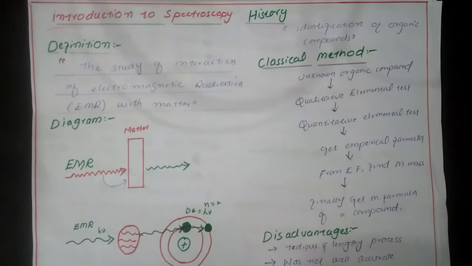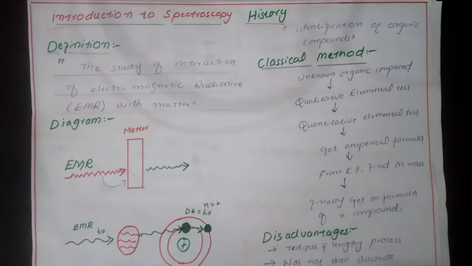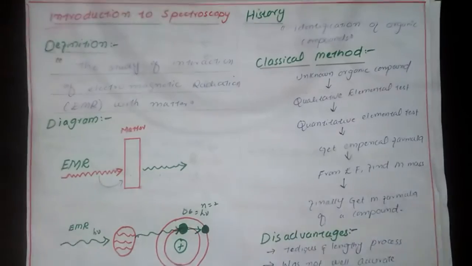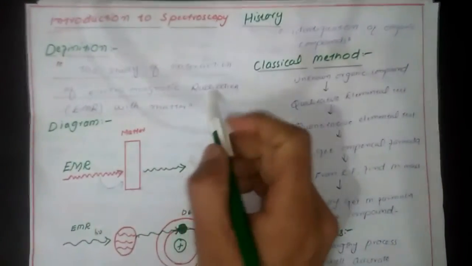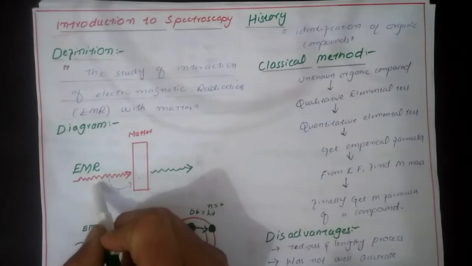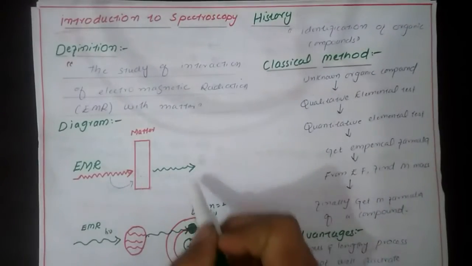Hello everyone, today we are going to talk about introduction of spectroscopy. What is spectroscopy? It is basically the study of interaction of electromagnetic radiation with matter. Suppose this is matter and this is electromagnetic radiation. This electromagnetic radiation interacts with this matter, right?